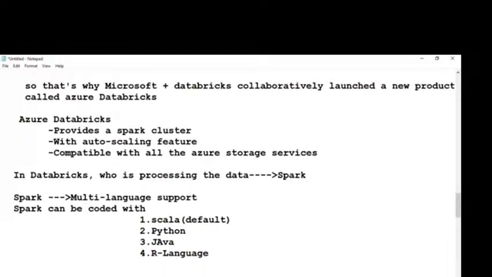And ADB, Azure Databricks, right, is a developer-friendly environment.